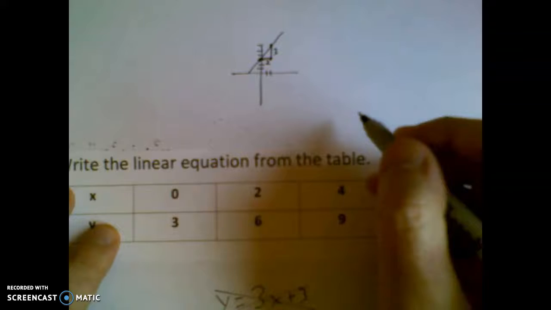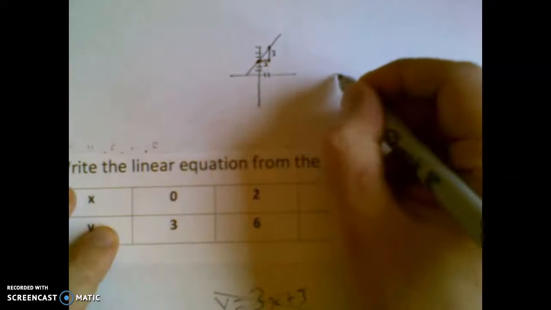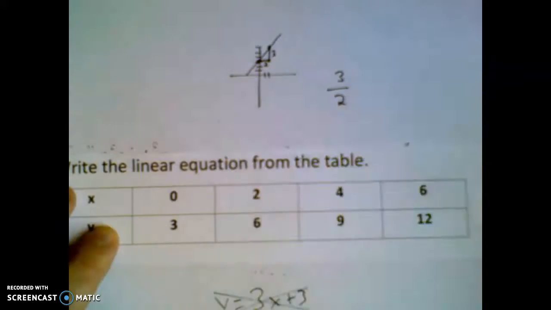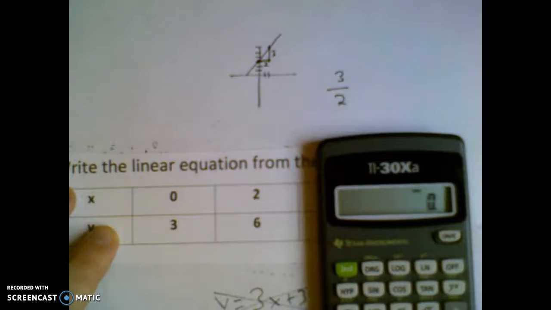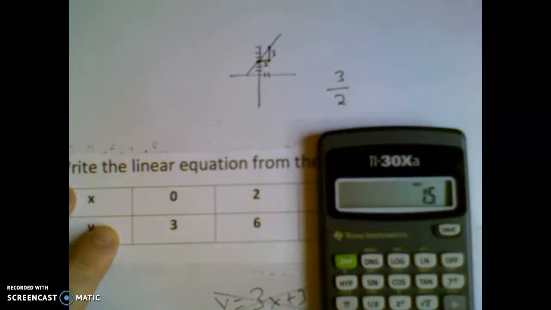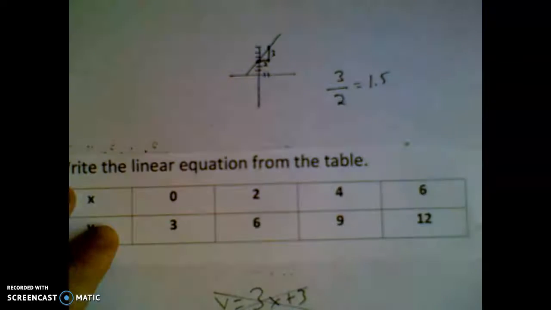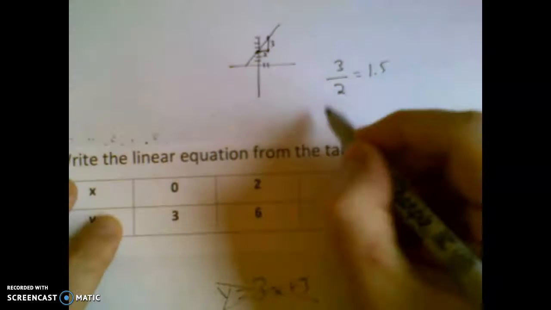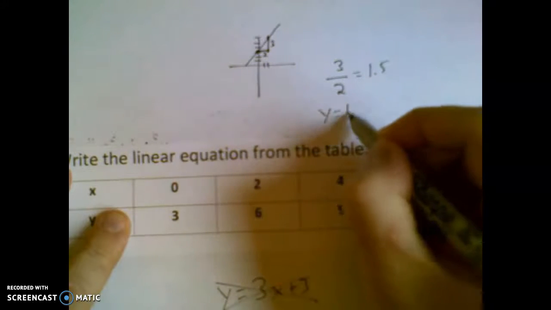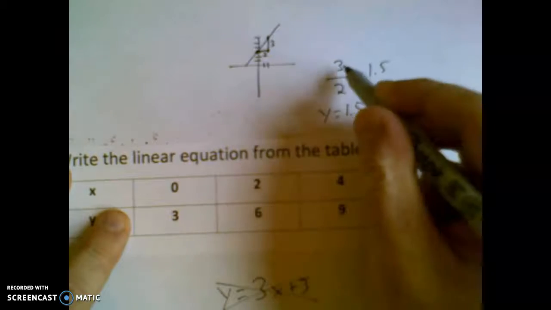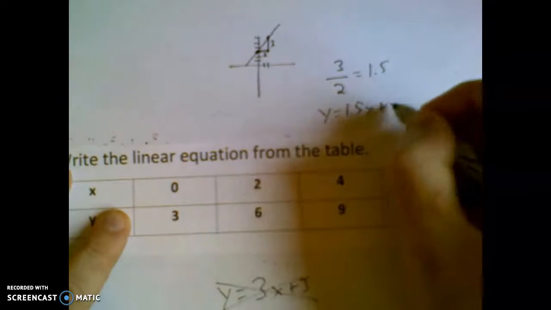And now, as we've talked about, it's always the height over the width. So 3 over 2, or if you prefer decimals, 3 divided by 2 would give you 1.5. That's what we should have for our value of m. So the correct equation should be y equals 1.5x, or 3/2 of an x, plus 3.